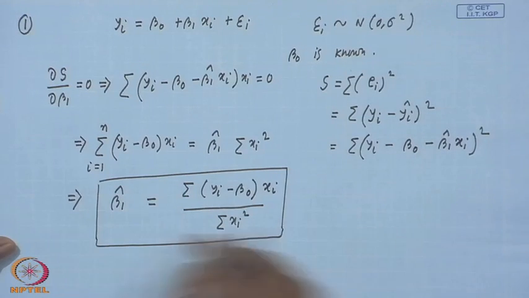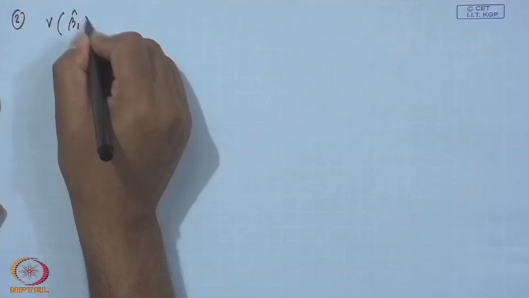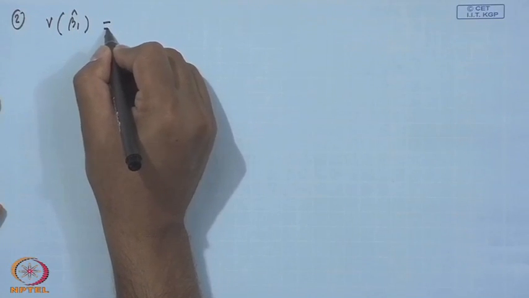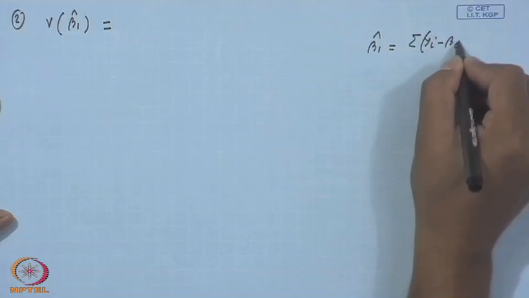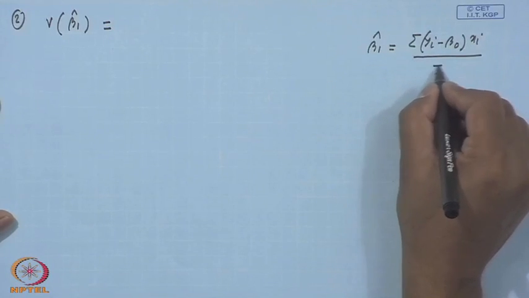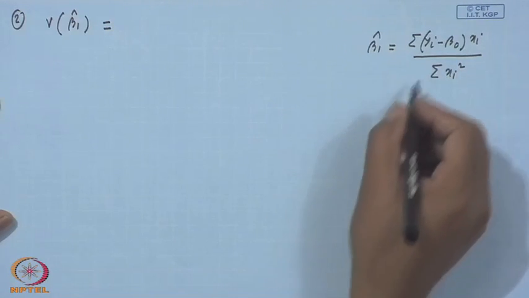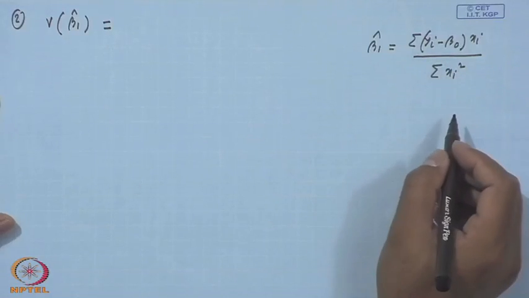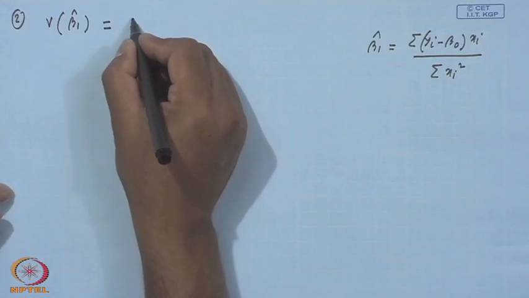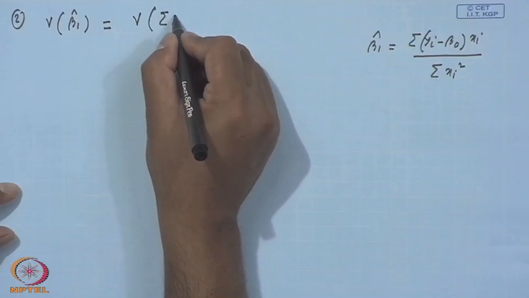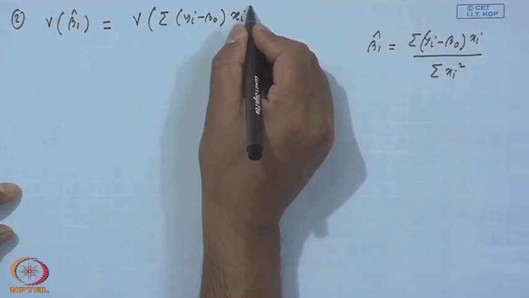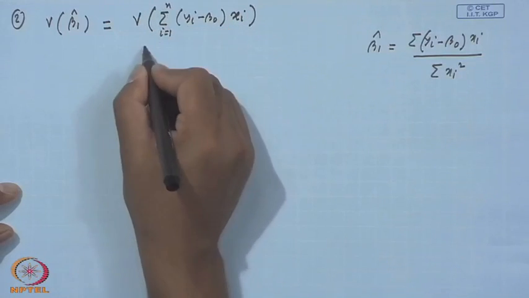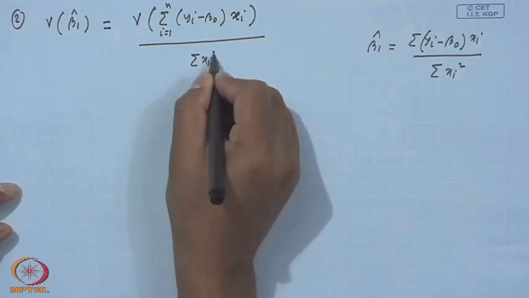The second problem is you find the variance of beta 1 hat. Okay. The second part is to find the variance of beta 1 hat, and what is the beta 1 hat? Beta 1 hat, we just found that this is equal to summation y i minus beta naught into x i by summation x i square, right. Okay. So, the variance of this one, so here the only random variable is y i, right. So, this one is equal to the variance of summation y i minus beta naught into x i, variance of this, by summation x i square whole square.